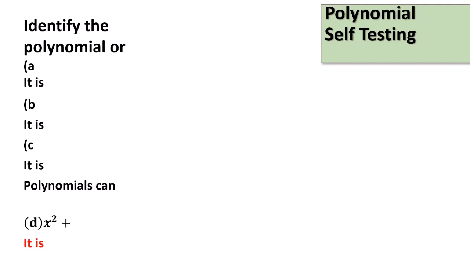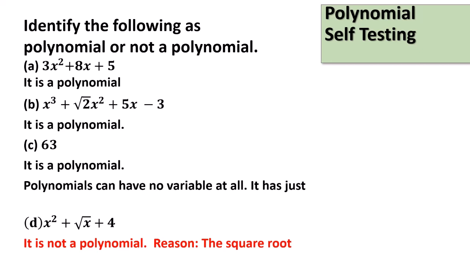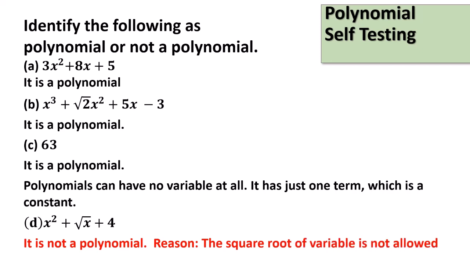Now polynomial self-testing. Identify the following as polynomial or not a polynomial. So let's discuss case A, 3x square plus 8x plus 5. It's a polynomial with three terms. We can say it is a trinomial. Now discuss case B, x cube plus under root 2 x square plus 5x minus 3. So it is also a polynomial. The square root of any number can be used as a coefficient in a polynomial.